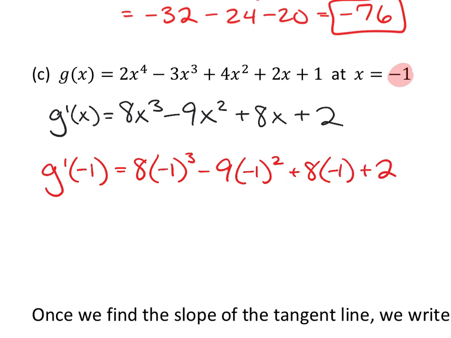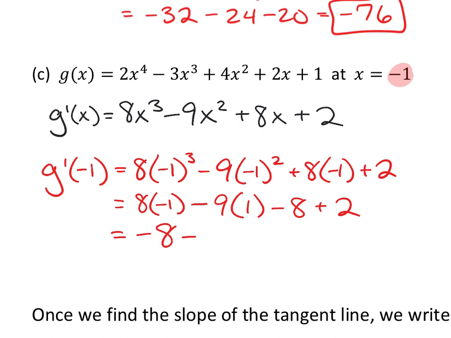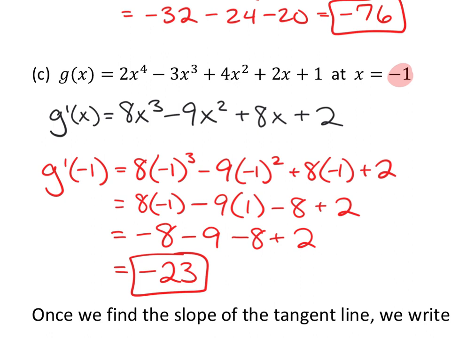That's a brain or a calculator moment. We'll do it in our brain since we're in class and we can practice. -1 times -1 times -1 is -1. -1 times -1 is +1. 8 times -1 is -8. Then we have +2. Again, just because I'm doing this in my head, this is -8 minus 9 minus 8 plus 2, which is equal to -23. So the slope of the tangent line to this quartic function at the value -1 is a slope of -23, down 23 over 1, rise over run.